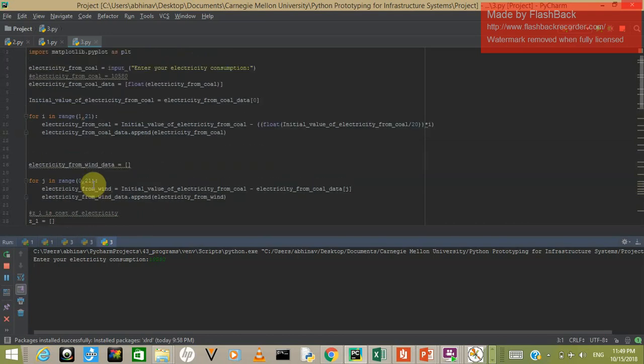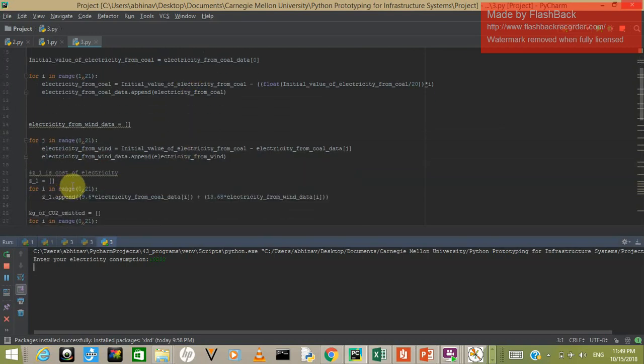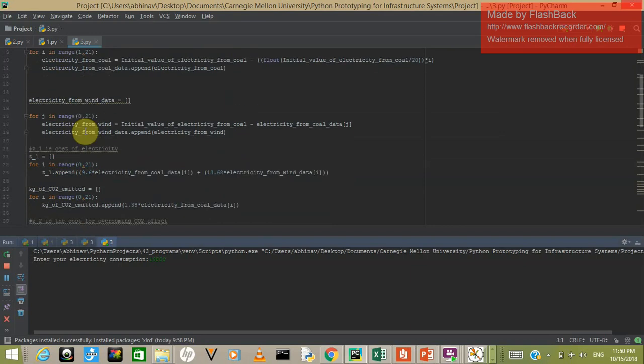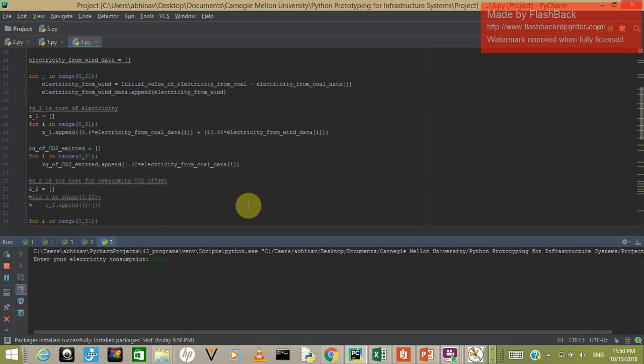In this, we enter your electricity consumption. So you put in your value in kilowatt hours. We take a range and iterate it. Firstly, we get a Z1, which is the cost of electricity, and here we try to promote wind over coal. So we multiply the electricity from coal by the value in dollars per kilowatt hour, and the same with the wind.